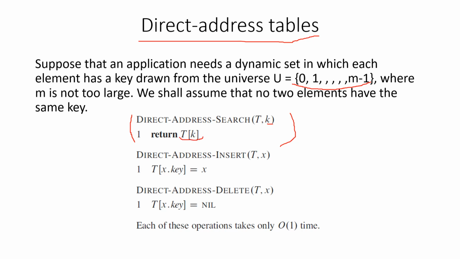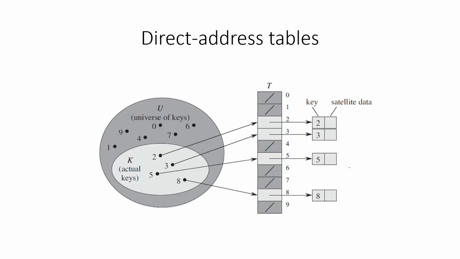And insertion here also takes constant time complexity, because we just assign to the data structure T at position x.key the value x. And for the deletion, we just change the value to nil, and that's it. And each of these operations takes constant time complexity. But of course, this is not a good approach to use a hash table. It's very similar to an array. That's why it has some limitations that I will talk about on the next slide.